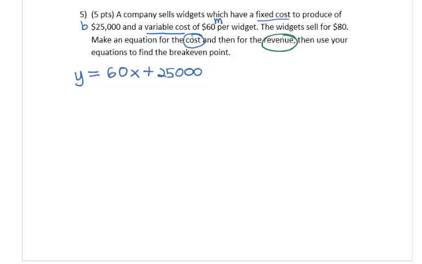Revenue, that's how much money comes in. The widgets sell for $80 per widget. That's our rate of change. That's our m. And we bring in no revenue if there are no sales. So we just have a slope, no y-intercept, y equals 80x.